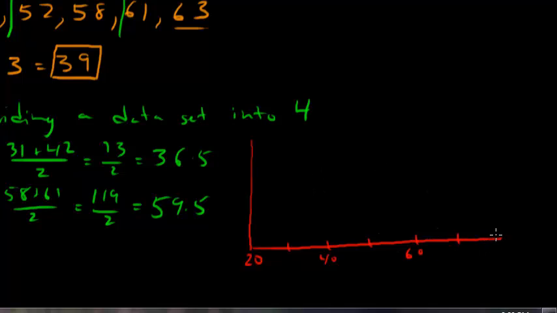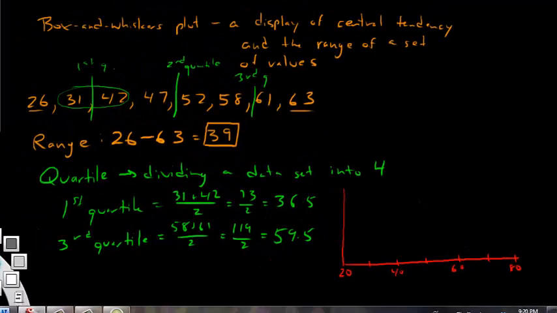Well, let's just go to 80 just for the fun of it. Now, here's how we actually draw the box and whiskers plot. So what I do is I create two ends from the minimum of my range, 26. That's going to be about here. And the maximum, 63, about here. So those are the whiskers, so to speak, of my box and whiskers.